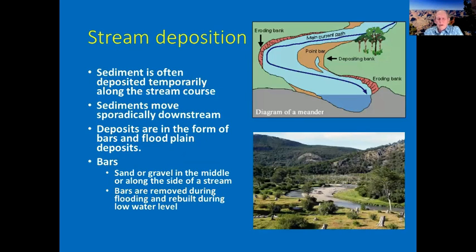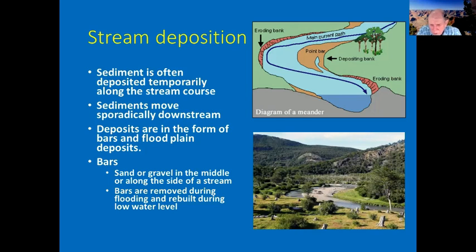Next we need to talk about stream deposition. When we talk about stream deposition, the important thing that we need to talk about is the point bar. When a stream goes around a bend produced by the Coriolis effect, it slows down on one side of the stream channel and speeds up on the other. This produces the point bar that you see there on one side, and the cut bank, which is on the other side. If you look at the river on the lower right, you will see that you have a beautiful example of a point bar.